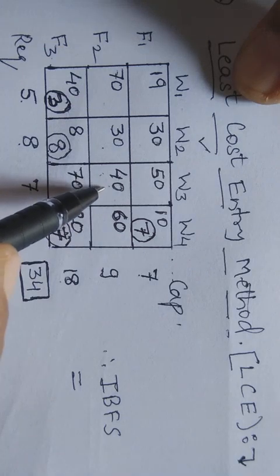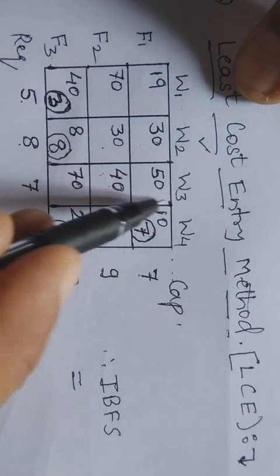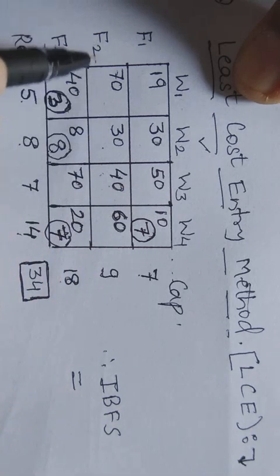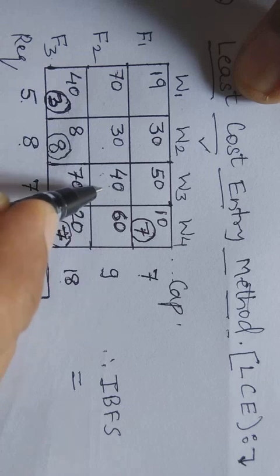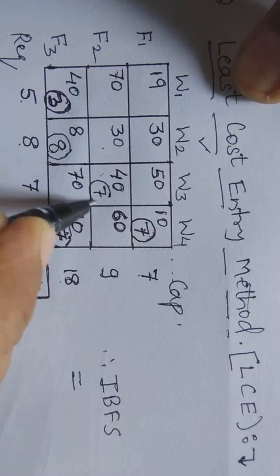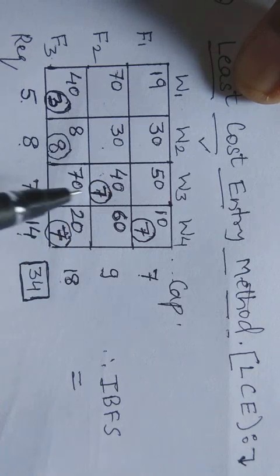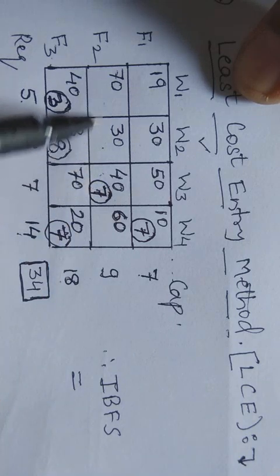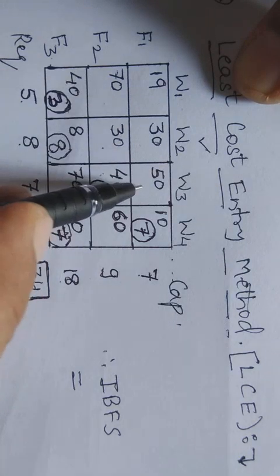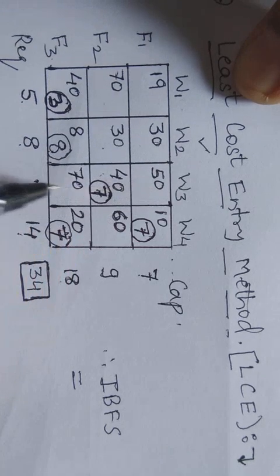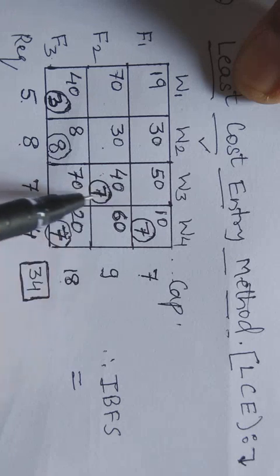Next minimum is 40. This 40, F2, W3. W3's requirement is 7. Whether 7 are available with F2? Yes, they are available, so all 7 are allocated here. After 40, what is the next minimum? The next minimum is 50. F1, W3. What is the requirement of W3? 7. It is over. It is taken from F2. So this 50 I cannot take.